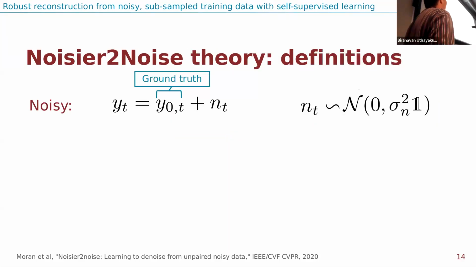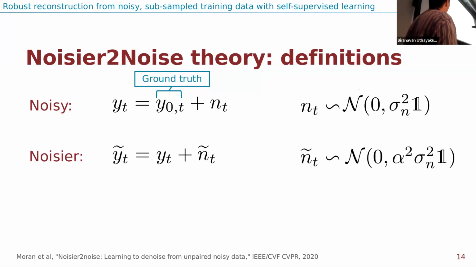To explain a little bit about how this works and get a feeling for it, I'm going to need to define some things. Let's define the noisy image to be Y, the ground truth clean image to be Y0, and the noise to be N. Here I'm using the subscript T to index the training set. So T runs from 1, 2, 3, 4 up to the number of images in the training set. For simplicity, we're assuming that N is Gaussian with zero mean and some standard deviation sigma.